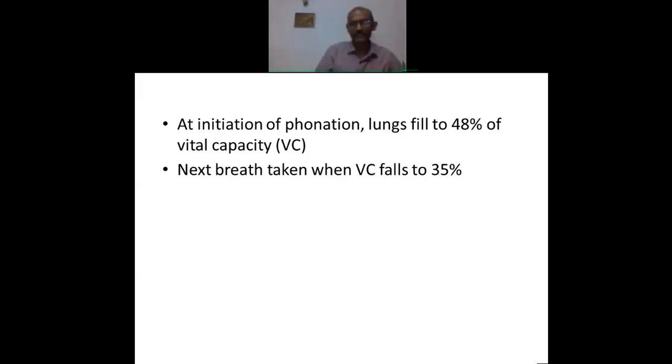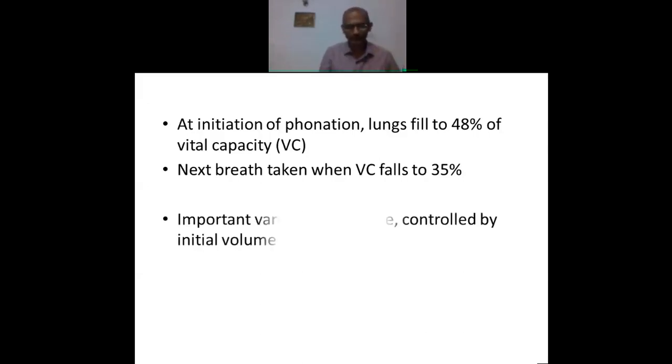And only when it is 35%, the brain sends the message: enough now, stop speaking, take in, we need air. And the abduction happens and we inhale for our next breath. So something important to understand: 48% to 35%. Now just imagine, when you say 48 to 35, what is the next thing you would think of? How much time does it take for the 48% to become 35%? Now that is the key.